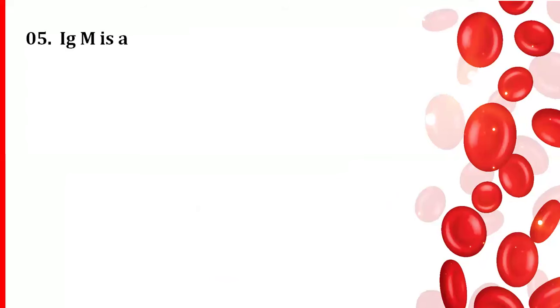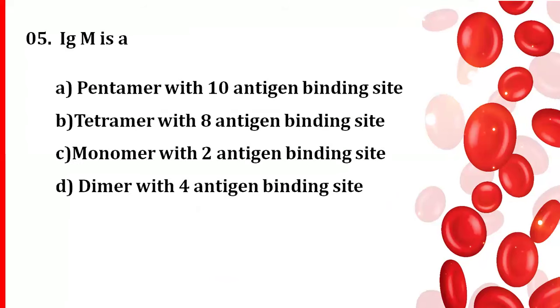Next question, IgM is a: option A, pentamer with 10 antigen binding sites. Option B, tetramer with 8 antigen binding sites. Option C, monomer with 2 antigen binding sites. And option D, dimer with 4 antigen binding sites.